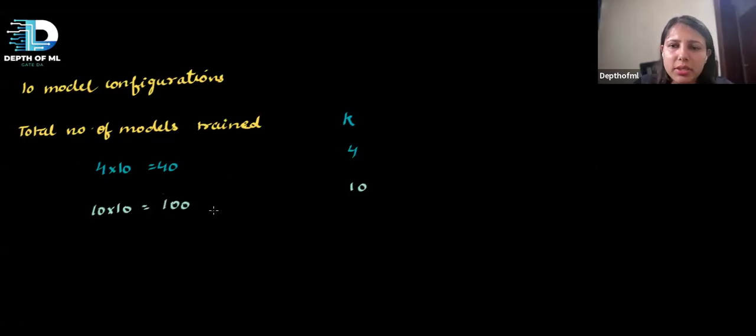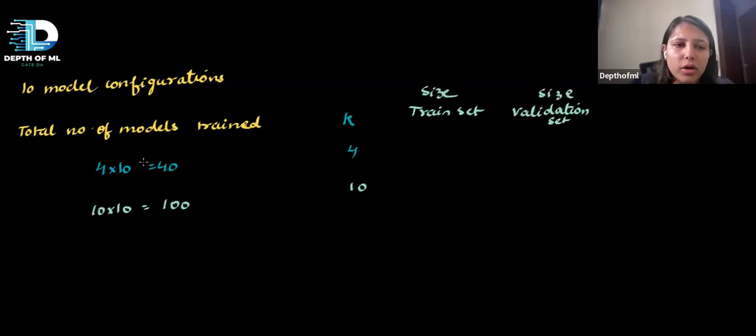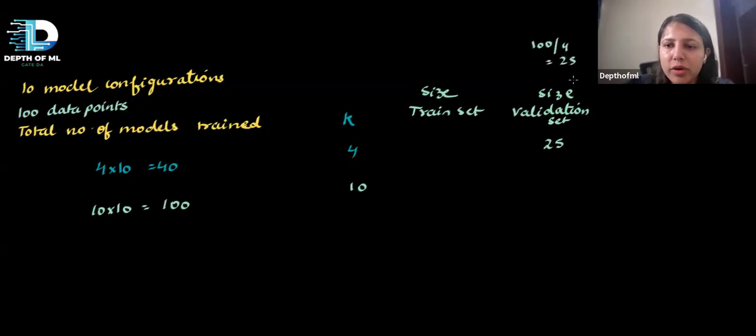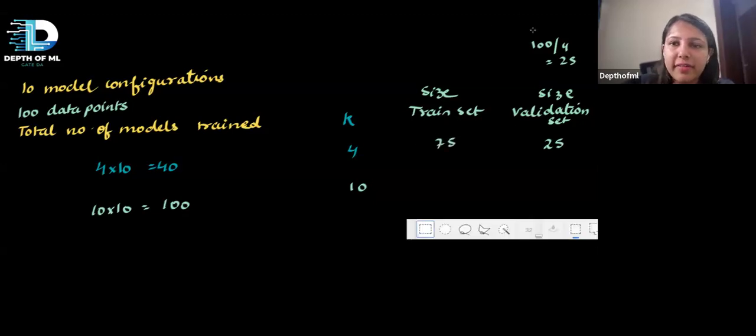Why do you think the training time increases? Let's see the size of the train set and validation set here. Suppose you have 100 data points. What will be the size of my validation set when I am using K-fold with K equals 4? It will be 100 by 4, so there'll be 25 in every fold. One fold will go to validation, the rest will go to training. So there'll be 75 data points in training.